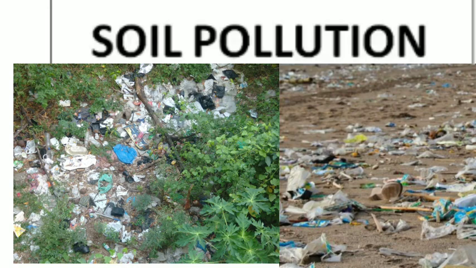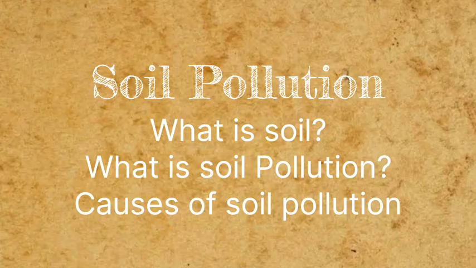Because if you have unwanted substances in the soil, plants, in the initial step, may get affected, and this will move through the food chain, and naturally animals and human beings also may be polluted.